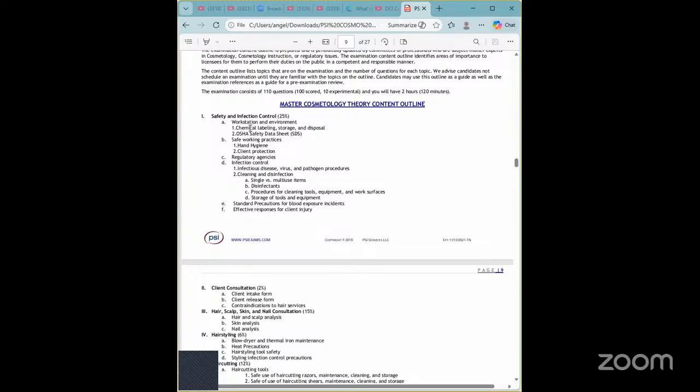And of course, client protection. Client protection, guys, is going to be draping, gloves, okay, head drape, towel, neck strip. That's going to be client protection, okay? Regulatory agencies with OSHA, EPA, also your state board regulatory agencies. So it may ask you something related to the state. And this is what I want to talk about with your state board.